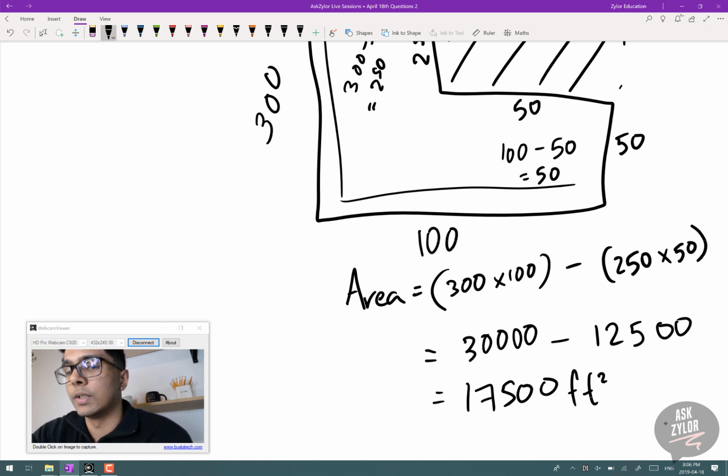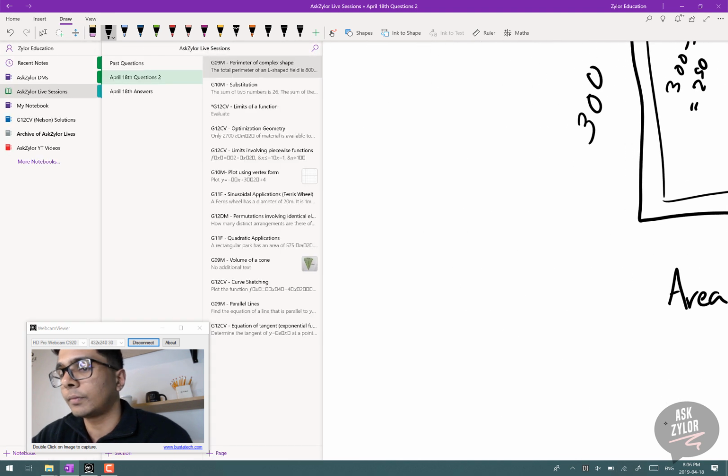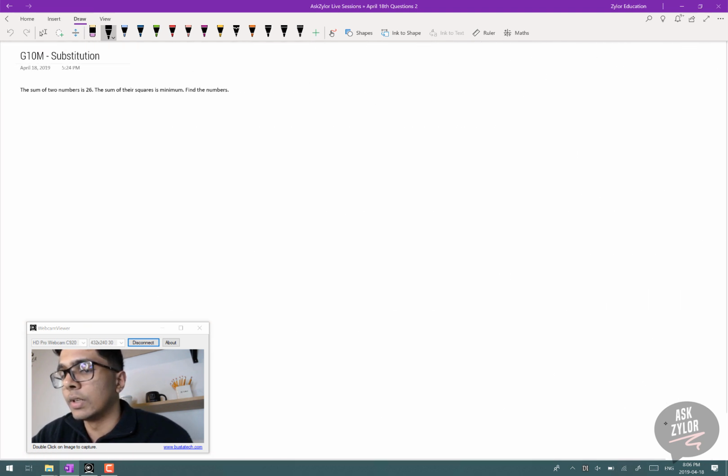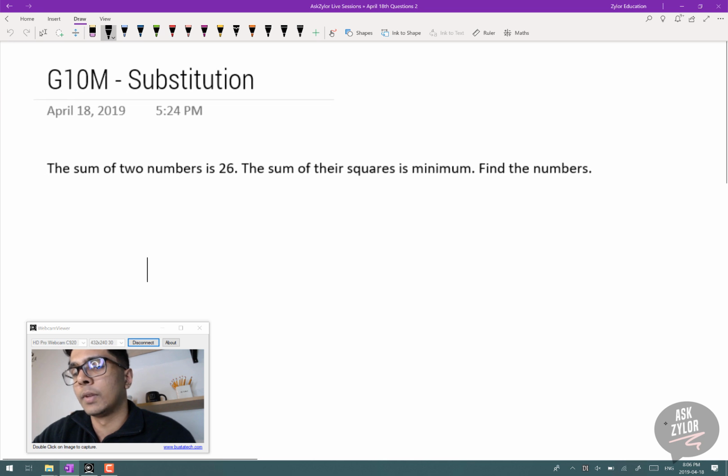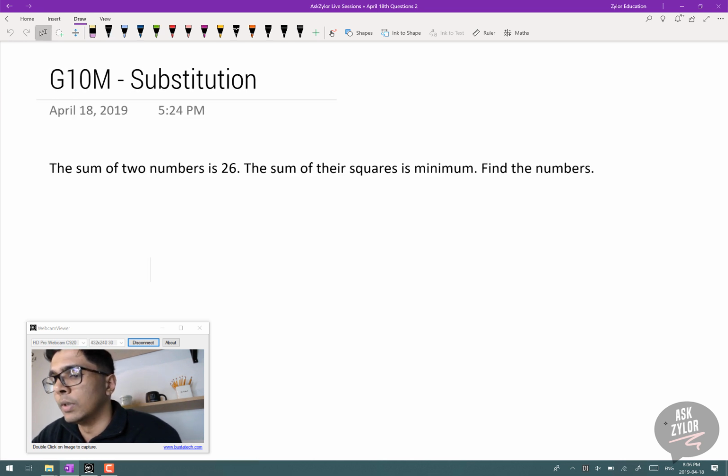Okay, so we're going to move on to the next question. The next question is dealing with substitution. We have the sum of two numbers, which is 26. The sum of their squares is the minimum. So we're asked to find the numbers.